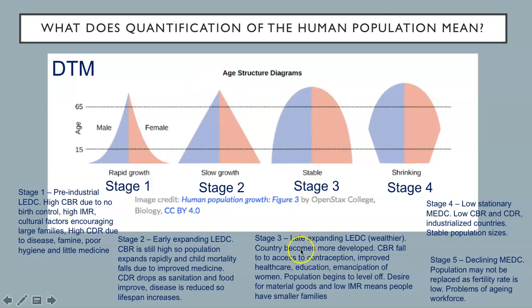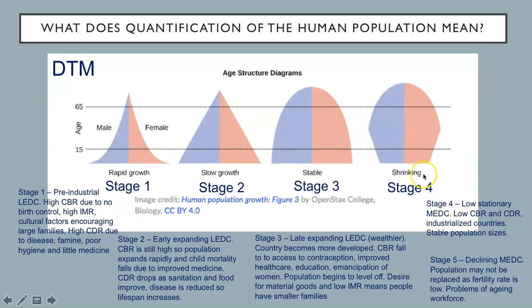Stage 3, late expanding lower economically developing countries. They're now wealthier. The country becomes more developed. Crude birth rate falls due to access to contraception, improved health care, education, emancipation of women. The population begins to level off. Desire for material goods and low infant mortality rate means people have smaller families.